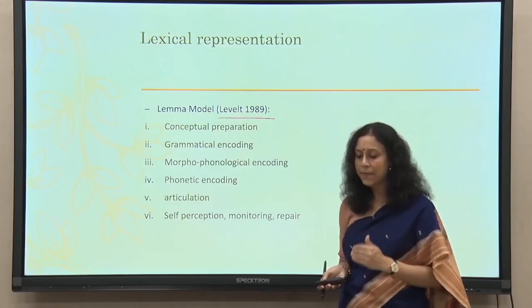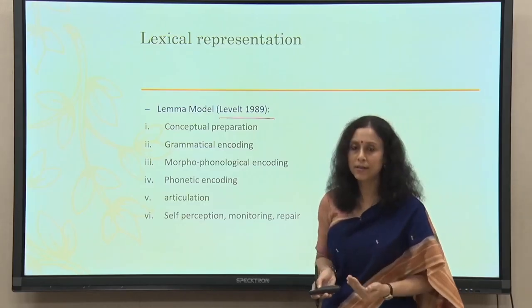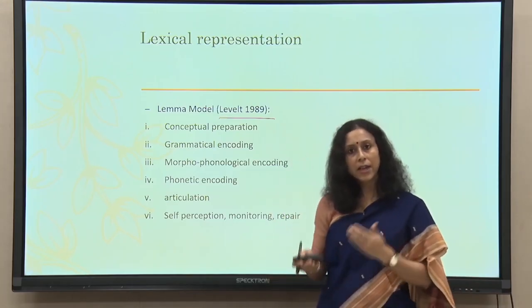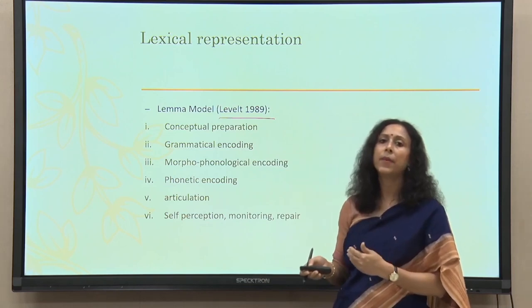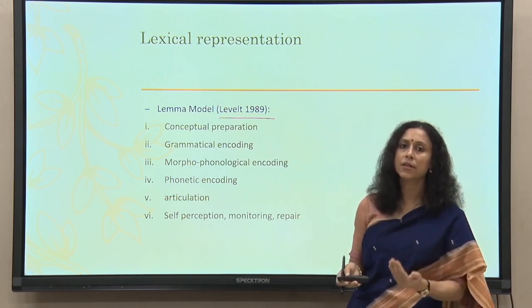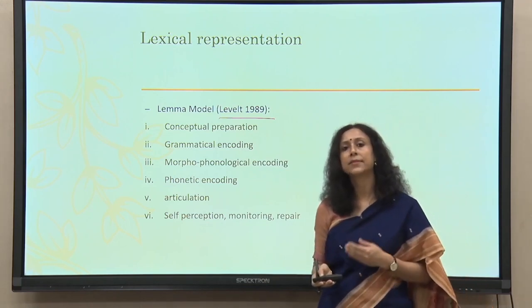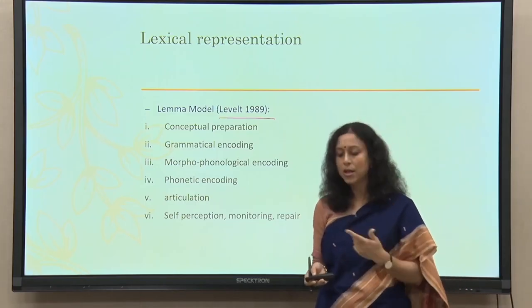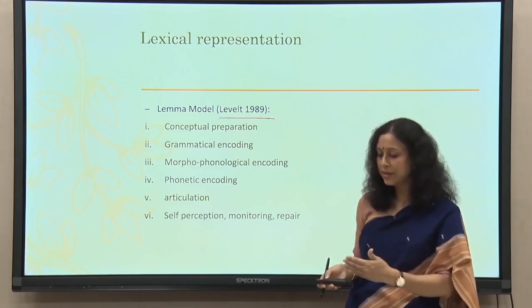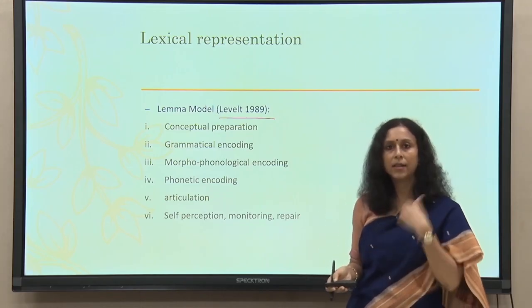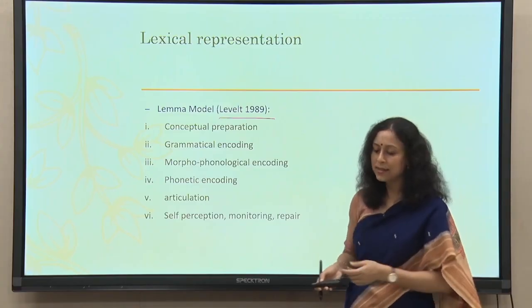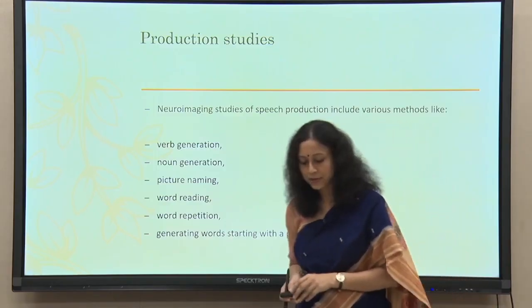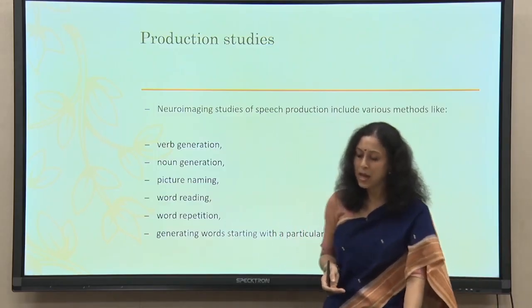And once articulation happens, the speaker is also a hearer. The person who is speaking also hears his own articulation. So self perception, monitoring and repair happen after that. Once you have articulated, all of us are aware that when we have said something wrong, we will immediately correct it. So that is also part of the loop. The moment articulation happens, then self perception, monitoring, and then repair, and the same process goes again. This is a simplified version of a rather complex model, but that takes care of the primary aspects of it.